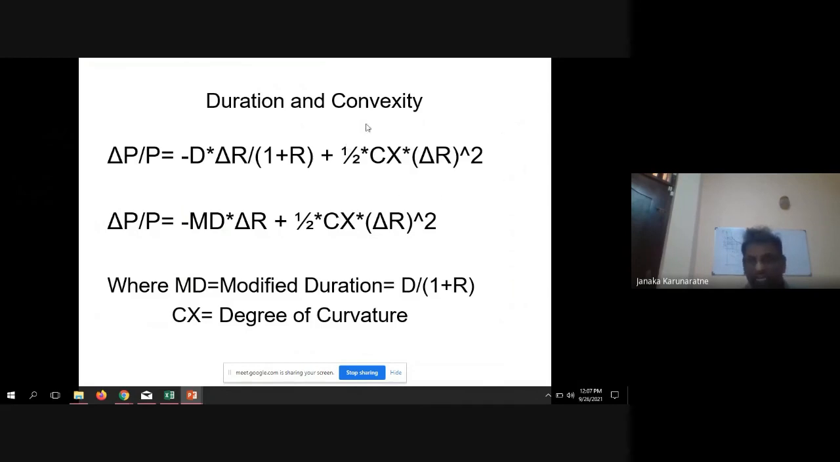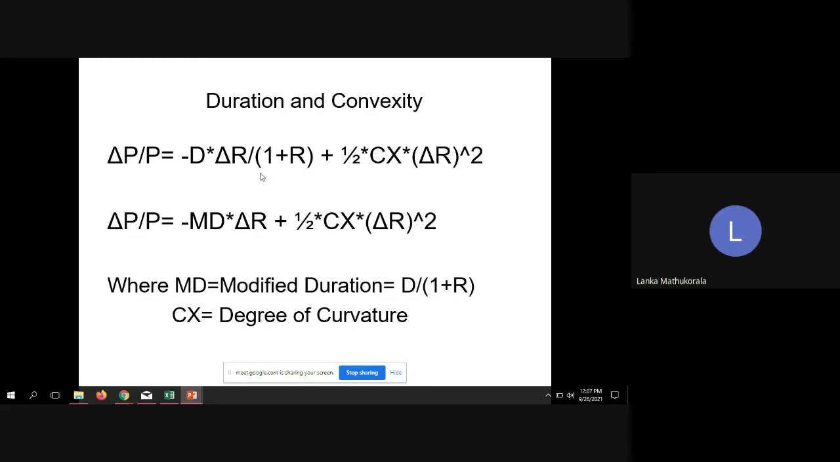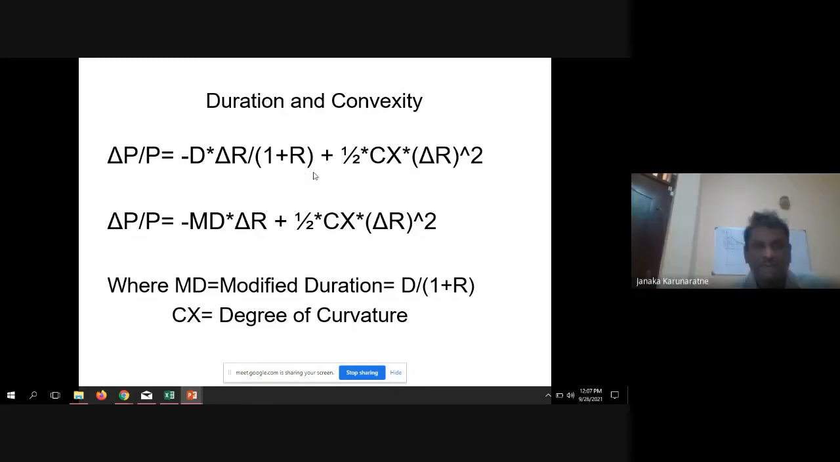Now we add the convexity part here. So it is the normal formula plus the convexity adjustment. You can use this formula for any change: change in price over price equals minus duration times delta R divided by 1 plus R, plus half Cx. Now Cx is the degree of curvature. Each bond has a different curvature, times the change in interest rate to the power 2.